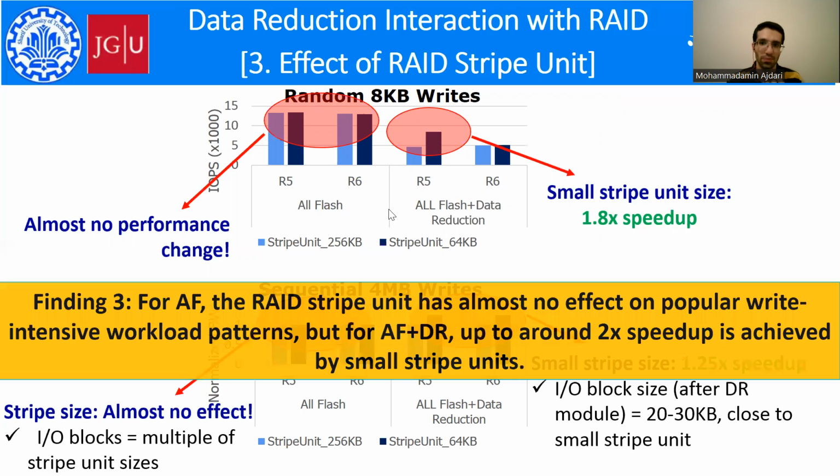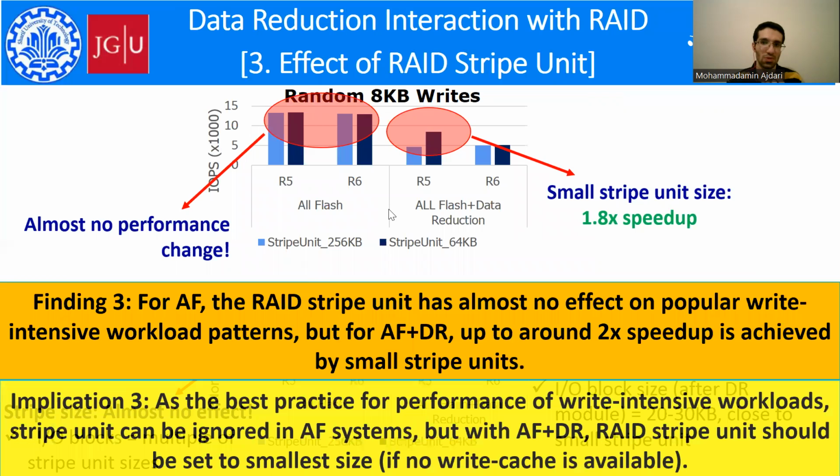In short, selected stripe units have no effect for the baseline running write-intensive workloads, but smaller stripe units improve the performance when data reduction is present. This suggests choosing smaller stripe units for all-flash systems with integrated data reduction, while this choice is less critical for the baseline all-flash systems.